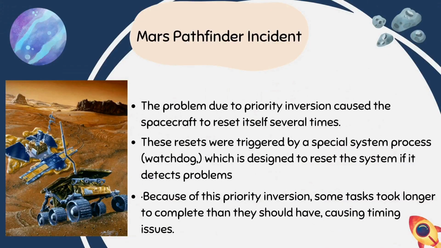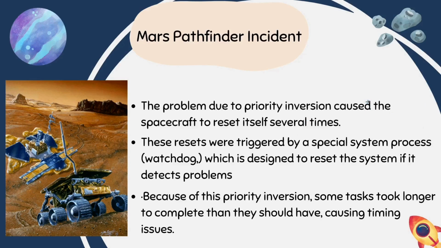So this is the Mars Pathfinder accident. So what does the Mars Pathfinder do? It collects data, navigates, and captures images on Mars. The problem was due to priority inversion, which caused the spacecraft to reset itself several times.